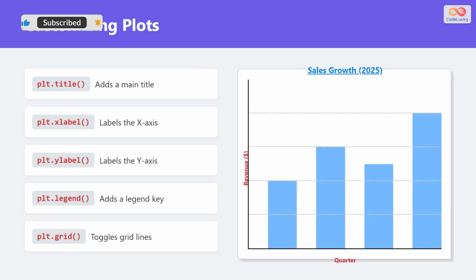A basic chart is not enough. You need context. Matplotlib lets you easily add titles, axis labels, legends, and grid lines. These elements are crucial for making your charts professional and easy to understand for your audience.